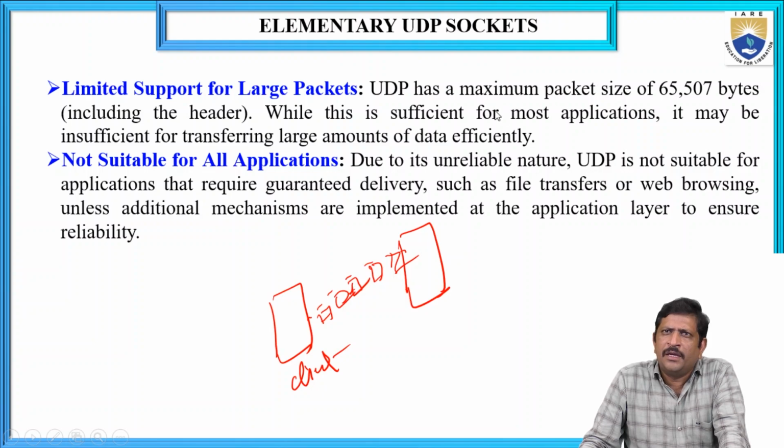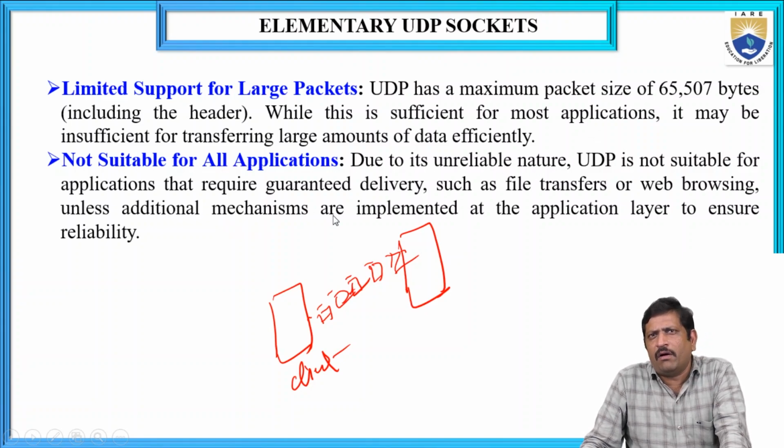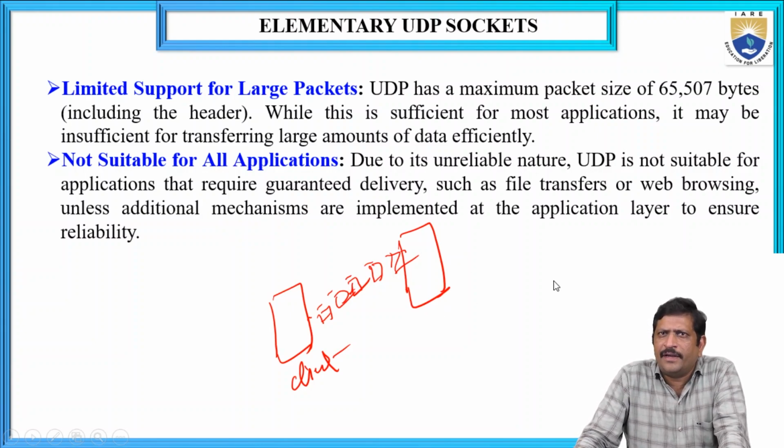UDP has a maximum packet size of 65,507 bytes, including the header. While this is sufficient for most applications, it may be insufficient for transferring a large amount of data efficiently. So it is not suitable for all applications, whatever applications you are utilizing at the client side or server side.